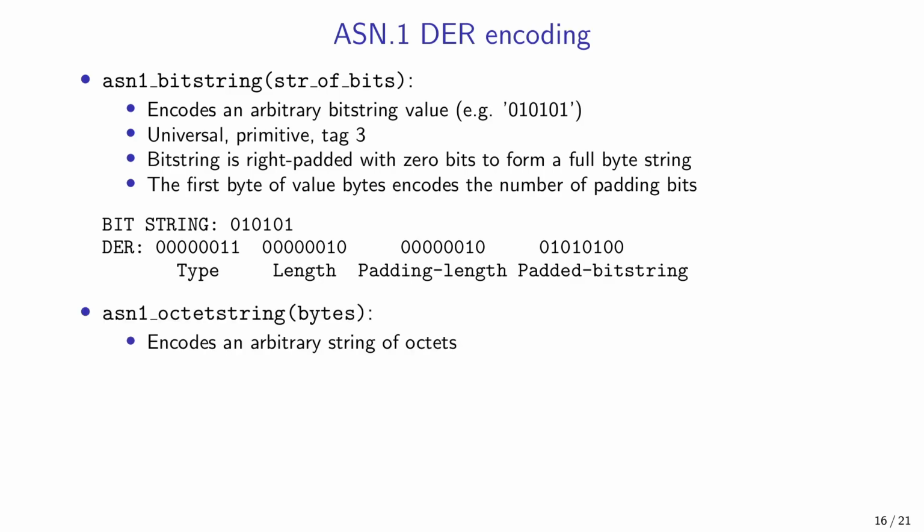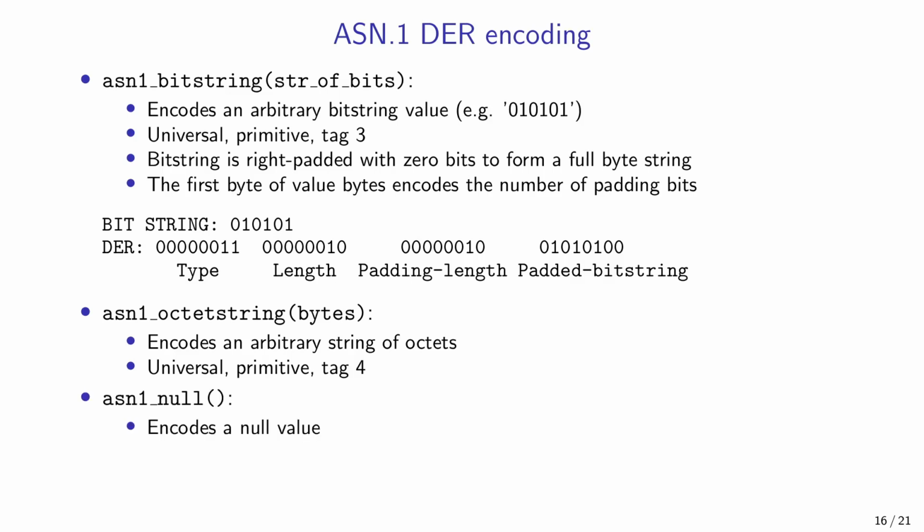ASN.1 octet string encodes an arbitrary string of octets or bytes. So this is super trivial to implement. We just take whatever is passed as the argument, put it into the value bytes, prepend length bytes, and encode the type byte using universal primitive tag 4. Okay?